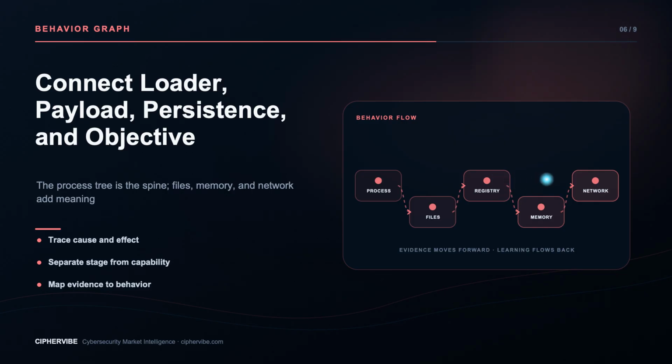Map behaviors to a framework such as MITRE ATT&CK for communication and coverage, but keep the raw evidence. A technique label is a summary, not proof. The strongest finding connects a specific process, time, artifact, action, and consequence with reproducible evidence.